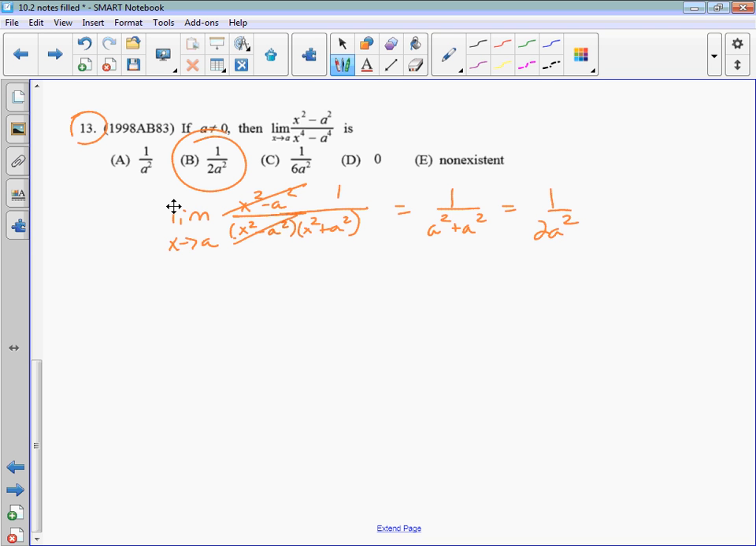So, were you okay with this? Yeah, I got to 1 over x squared plus x squared. Okay, then you can just do substitution. X is approaching a, so plug an a in.